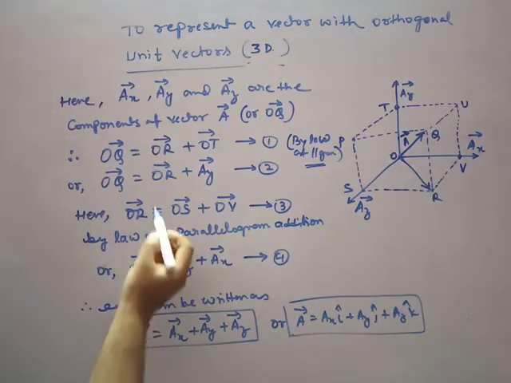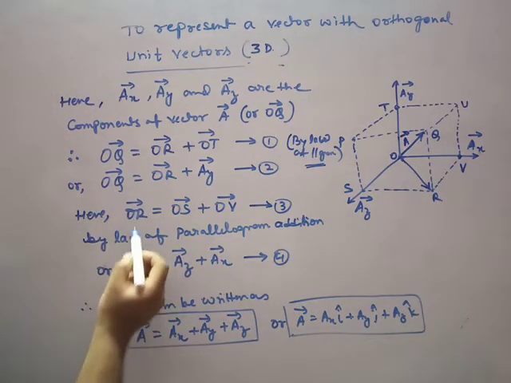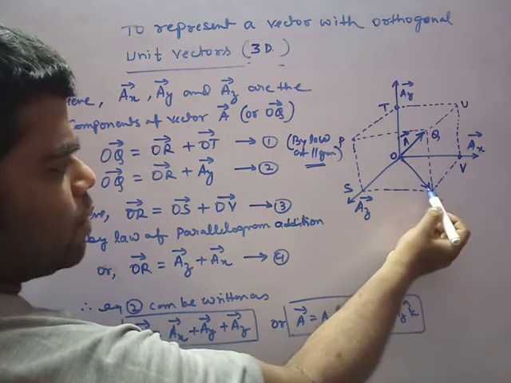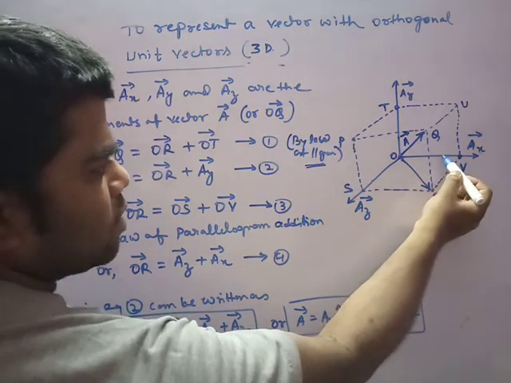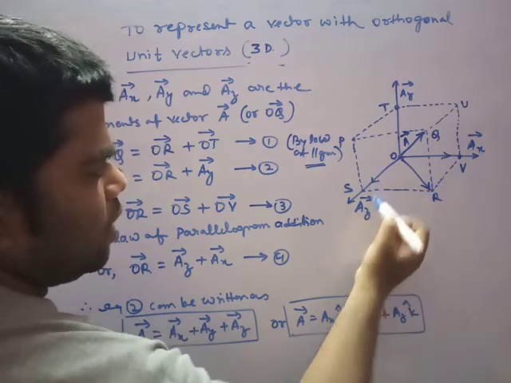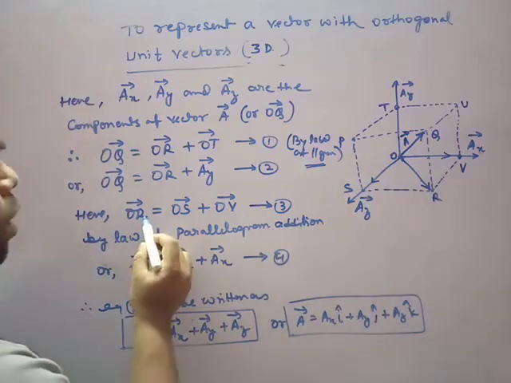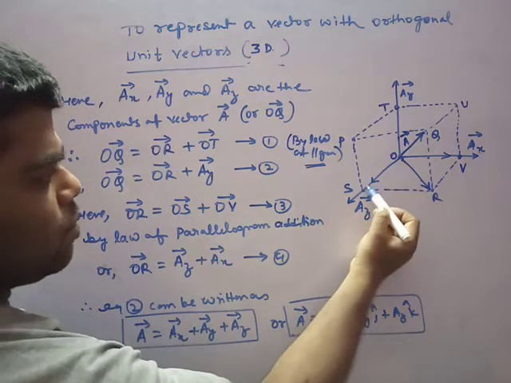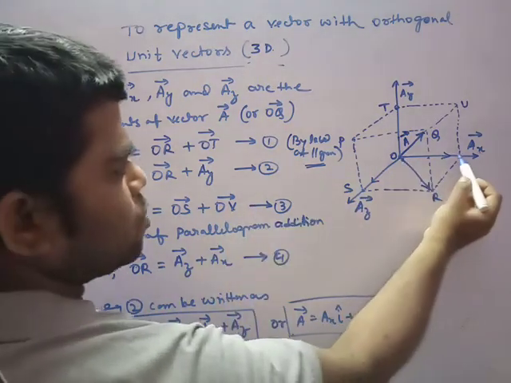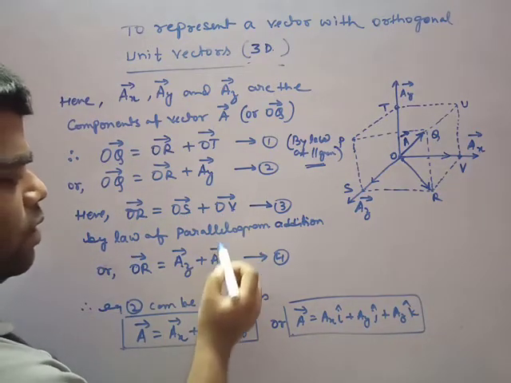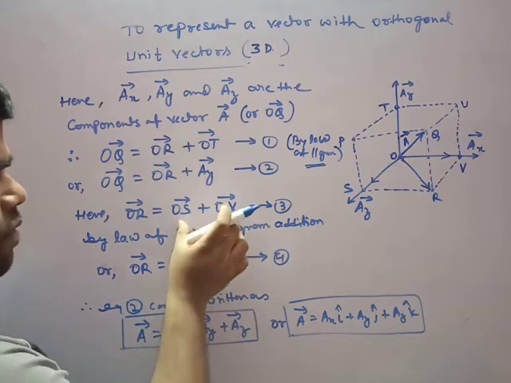So once again, let me take the case of OR. Here OR is again a vector which is represented with the two vectors AX and AY. So if it is the resultant of these two vectors, then OR is equal to OS plus OV. You can see OS is nothing, it is AY, and OV is AX. So I have written here.